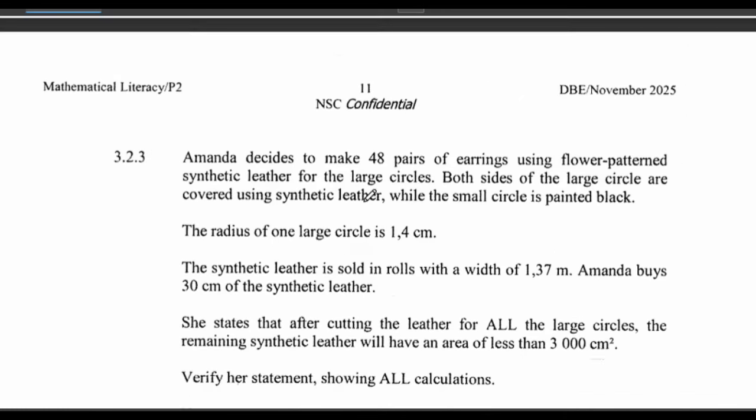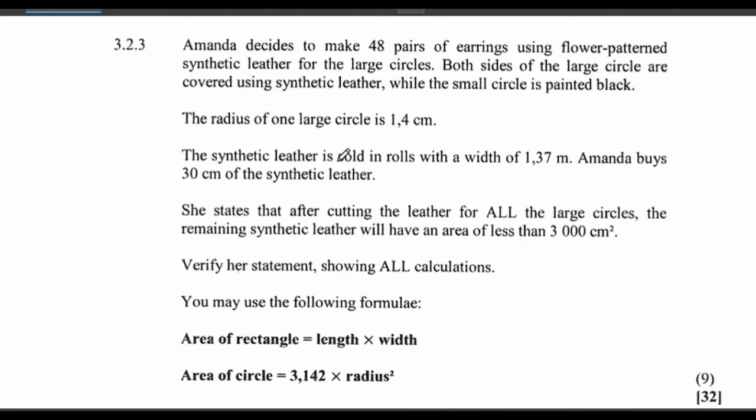Okay. Question number 3.2.3. Amanda decides to make 48 pairs. Take note of that. 48 pairs of earrings using the flower patterned synthetic leather for the large circles. Both sides of the large circle are covered using synthetic leather, while the small circle is painted black. The radius of one large circle, they've told us it's 14. Now they have changed it to centimeters. Remember, they divided it by 10. So you have 1.4 centimeters.